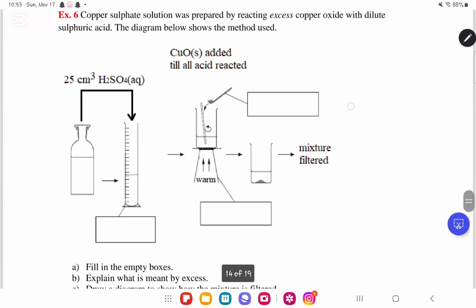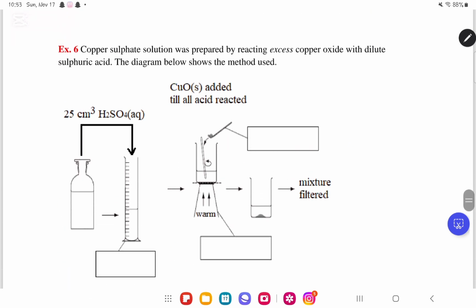Now, let us go to exercise 6. Copper sulfate solution was prepared by reacting excess copper oxide with dilute sulfuric acid. So we have an excess of a metallic oxide with a sufficient amount of acid. This is definitely an excess method. So we need to fill in the blank. I don't think there is any answer key for the exercises, but I'll try my best to fill in the blank. I think this is excess copper oxide, CuO.